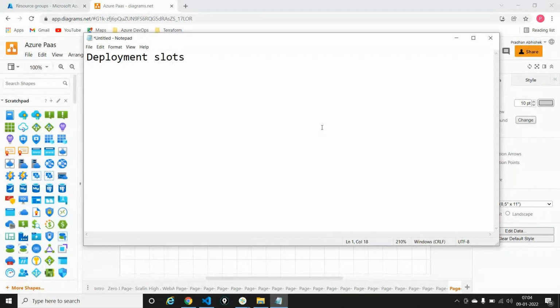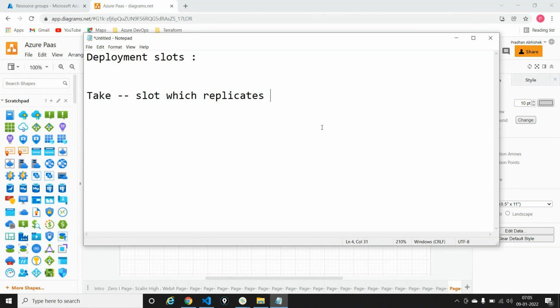A deployment slot gives you the capability to take your code not directly to production, but into a slot which replicates production, or which replicates your actual application. So you're just creating another application, replicating it as a slot, and taking the code and deploying it into the slot. That's the only thing that you're doing.